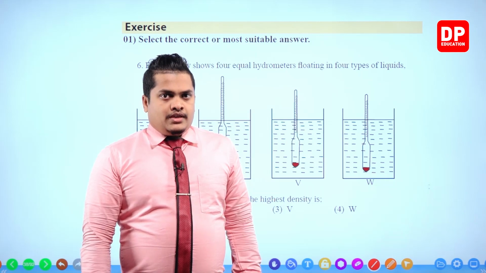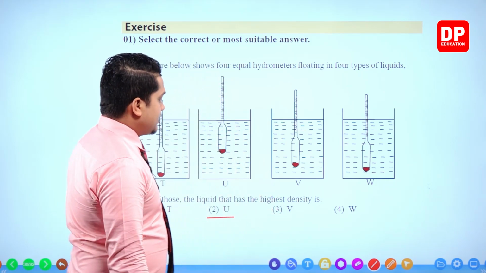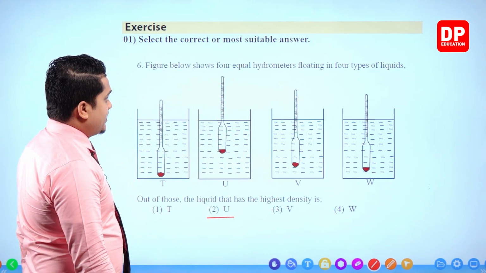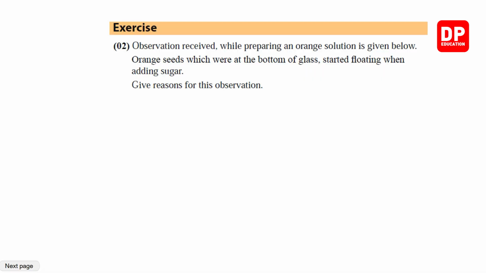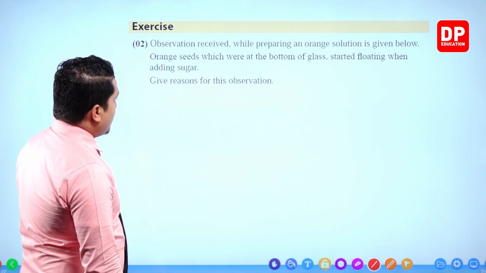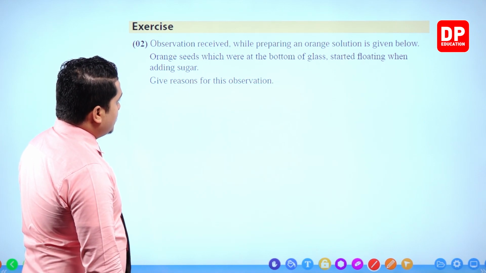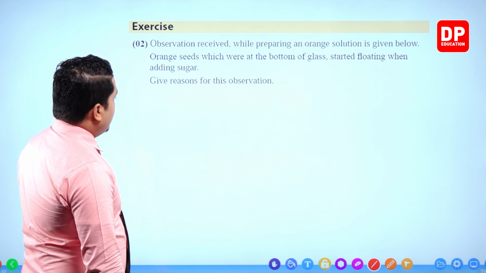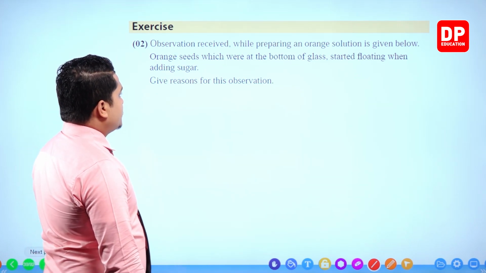Right. So these are the answers for the MCQ questions, my dear children. Then the second question. Observation received while preparing an orange solution is given below. Orange seeds which were at the bottom of the glass started floating when adding sugar. Give reasons for this observation.